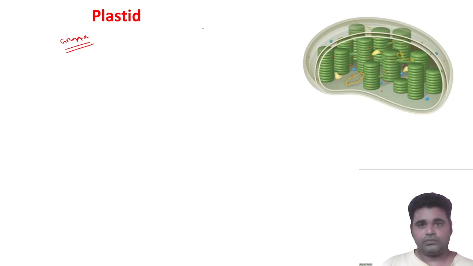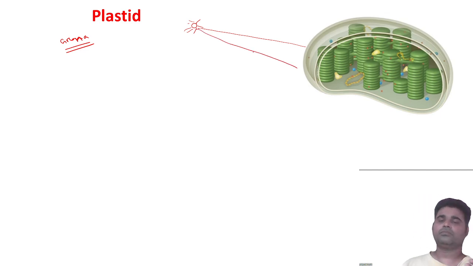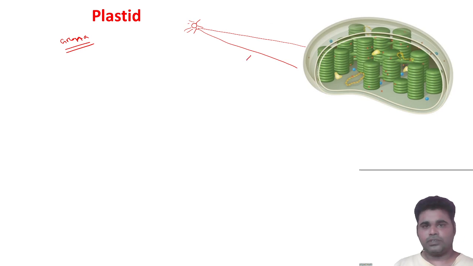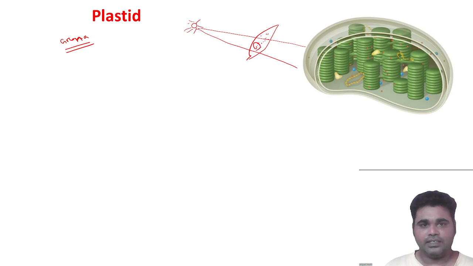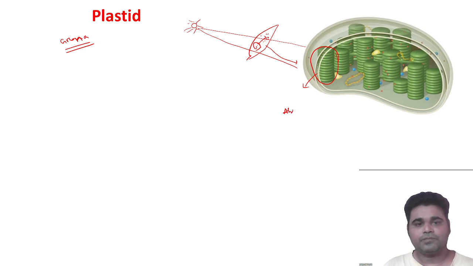So when the light comes from the sun to, let's suppose, a leaf. There are many cells in the leaf, and inside the cell there are many organelles. One of these organelles is called the chloroplast, and in the chloroplast, the granum, or the grana, actually absorbs the sunlight.